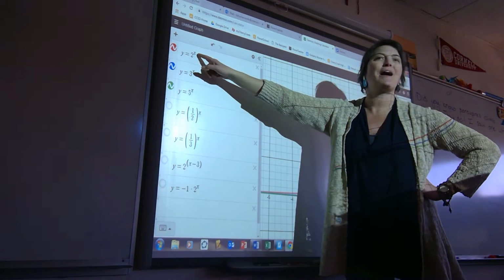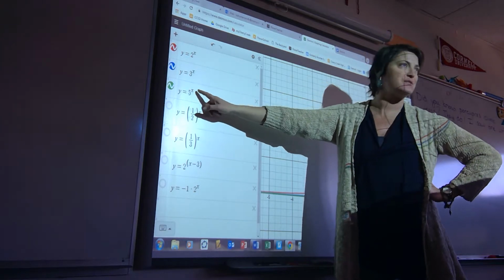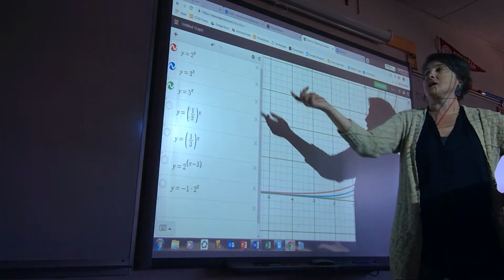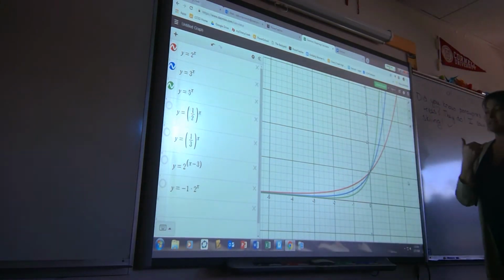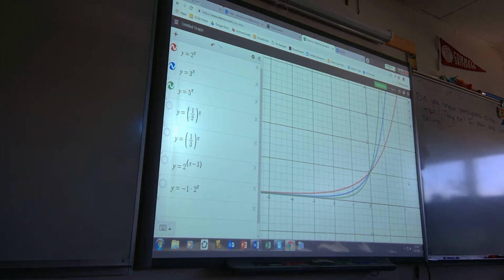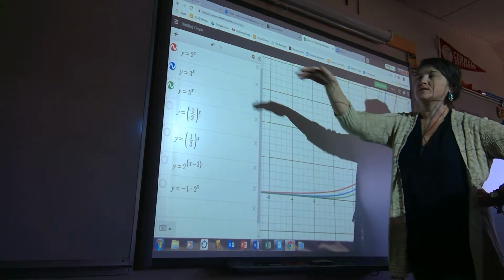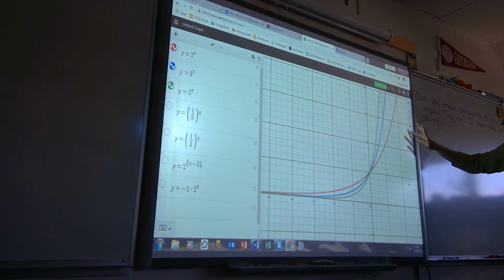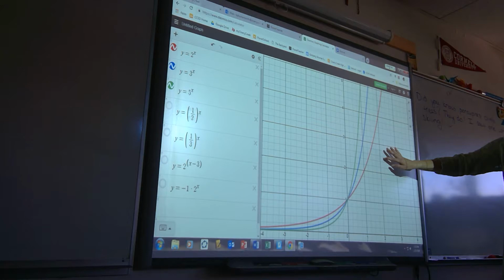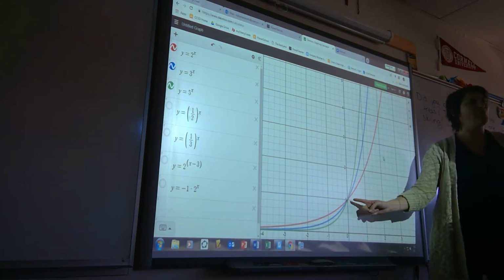I've got 2 to the power of x, 3 to the power of x, and 5 to the power of x. So what's happening here is that the red one is doubling. As I increase the x value by 1, my y value doubles each time. The blue one is tripling, and the green one is getting 5 times bigger. Notice that they have the same y-intercept.